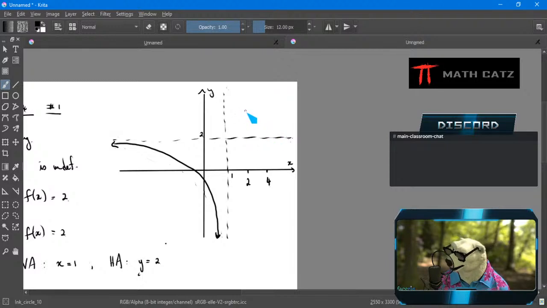So I know something's happening at 2 and something's happening at 4. Let's just put them randomly like that. They have to go downwards to the horizontal asymptote. How much space do you give yourself? No, who cares about that?